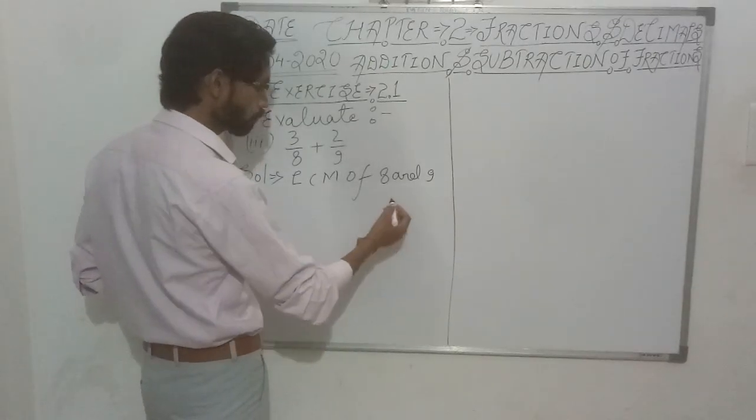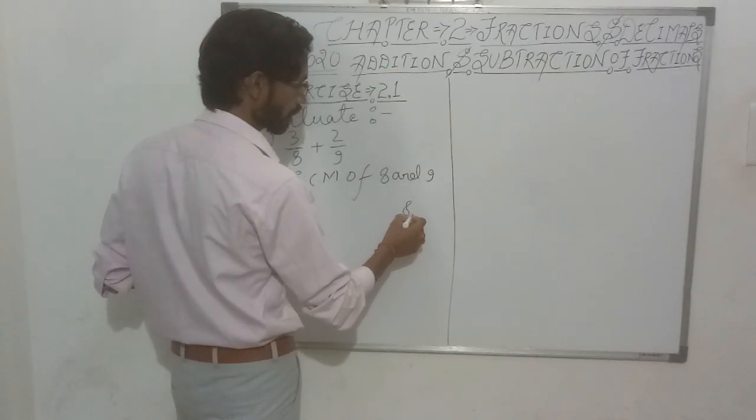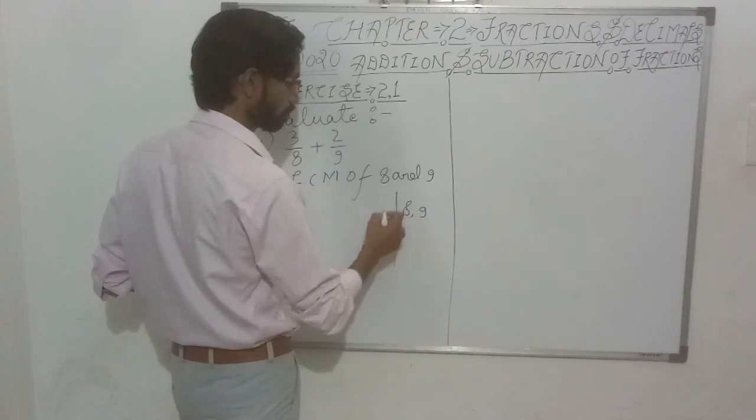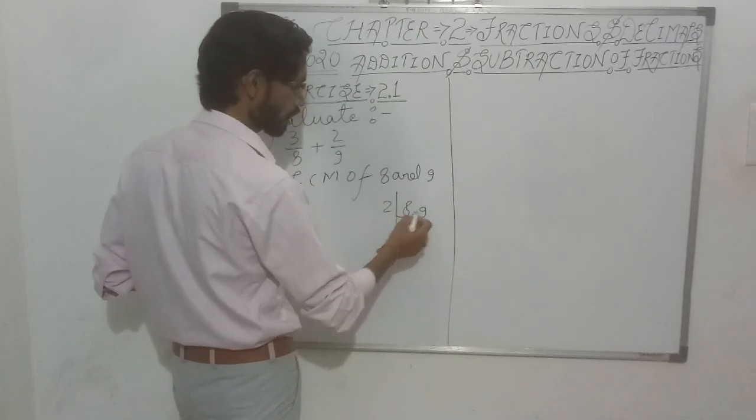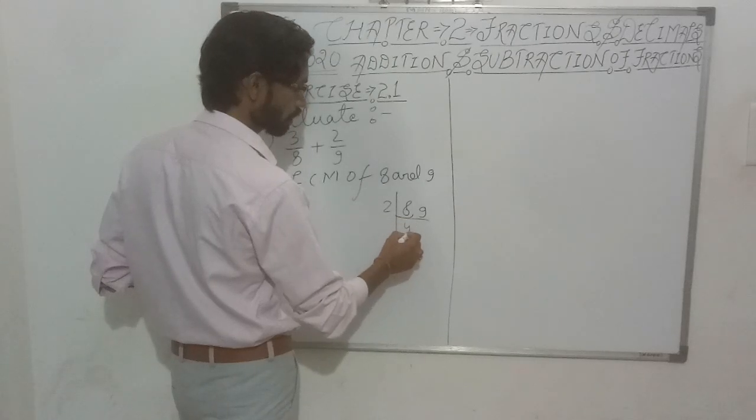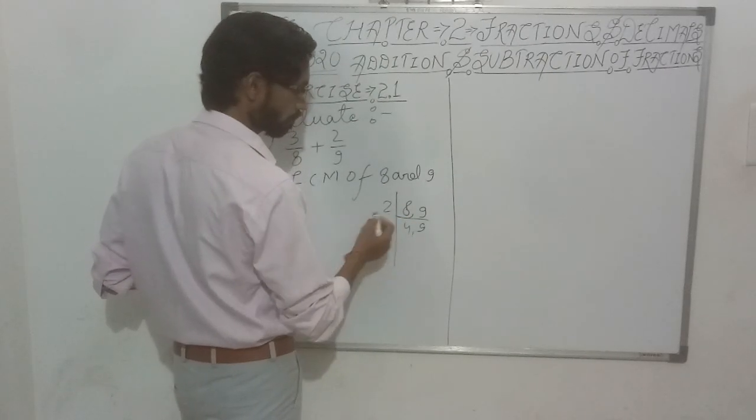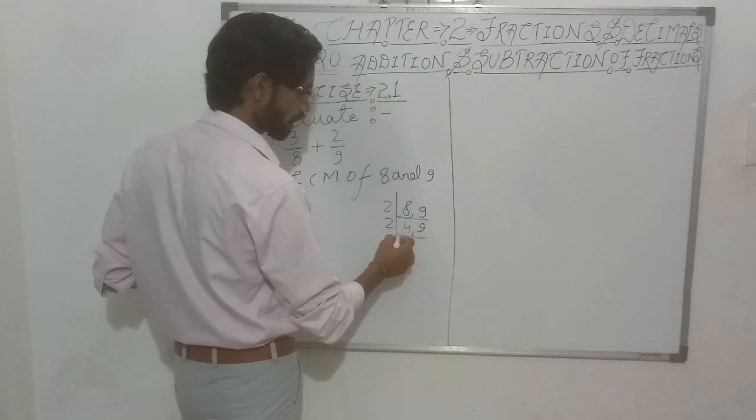Suppose I am doing the rough work here. 8 and 9, I want to take out the LCM. So what I'll do, I'll factorize 8 and 9. 2 4s are 8. 9 is not factorized by 2, so it will be as it is.